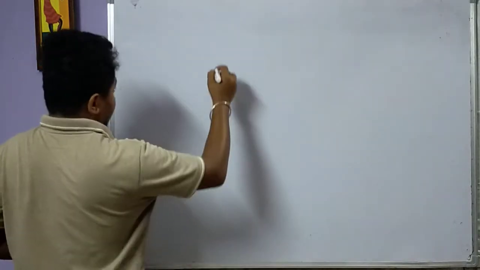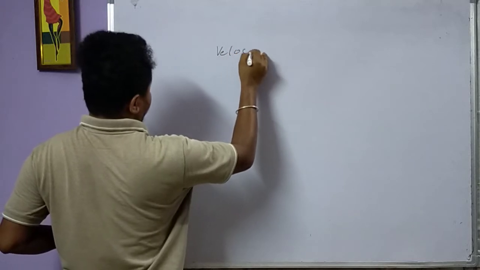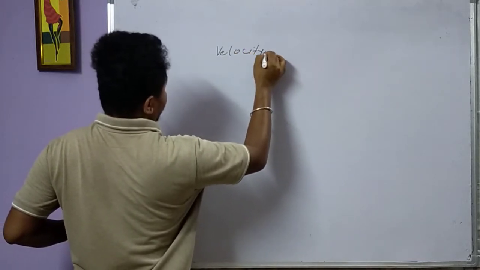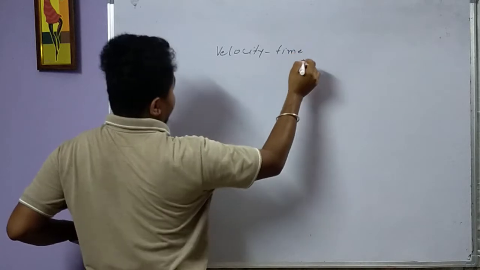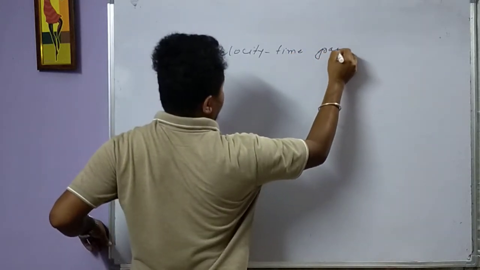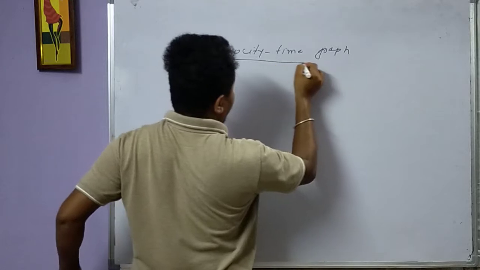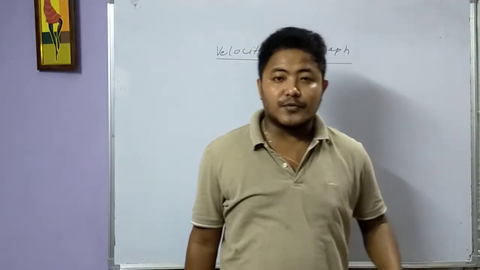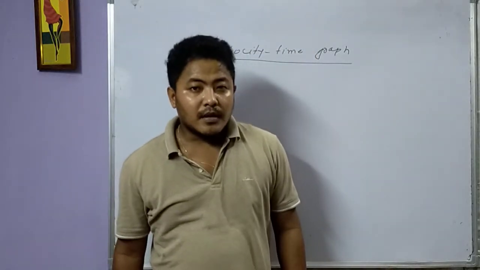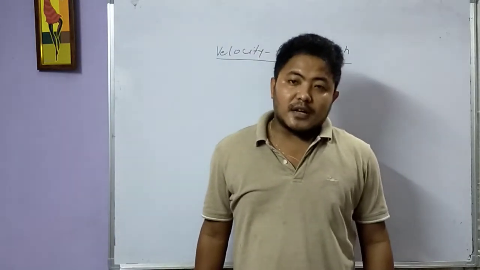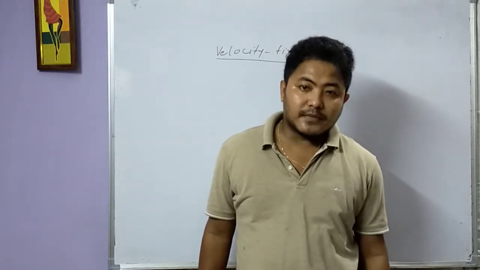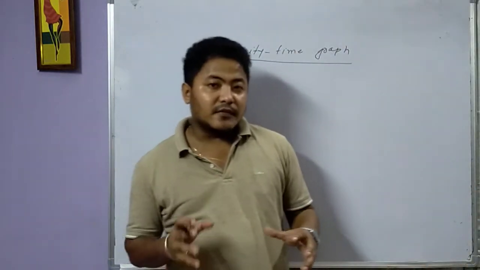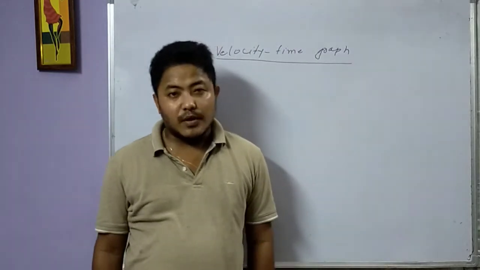Let me tell you what information the velocity time graph will give us. The velocity time graph will tell us about the acceleration, remember. Velocity time graph is today's topic. Please write down velocity time graph, which will give us information about acceleration, as the displacement time graph gives us information about the velocity. Understand? So we'll finish this lecture in a very short time. It's not a lengthy one.